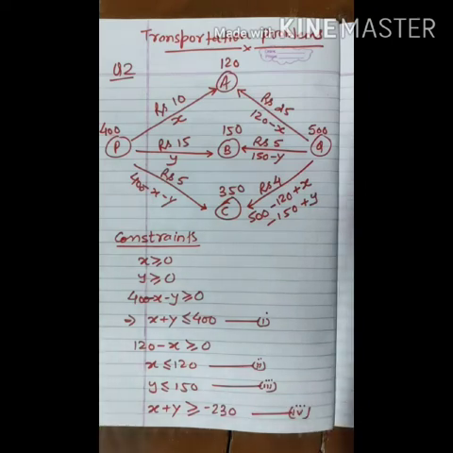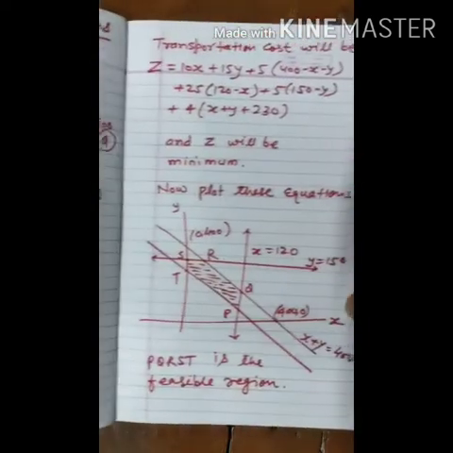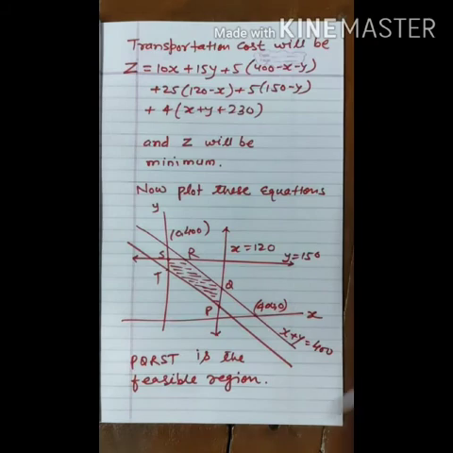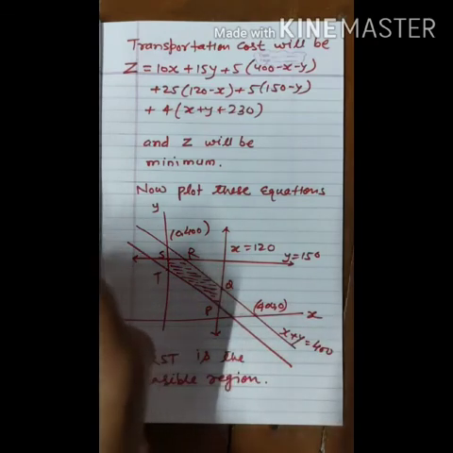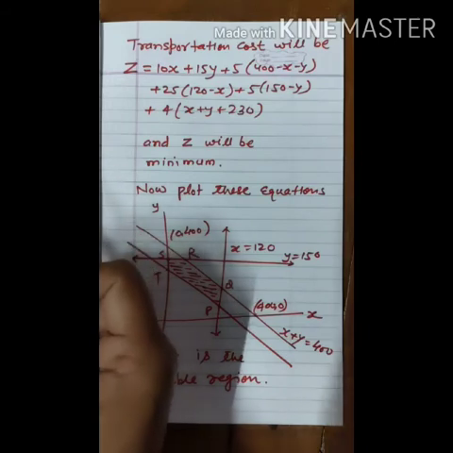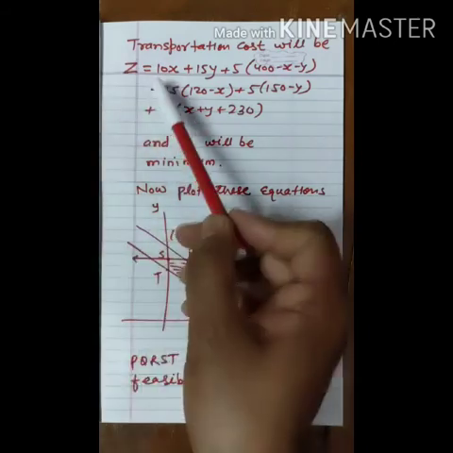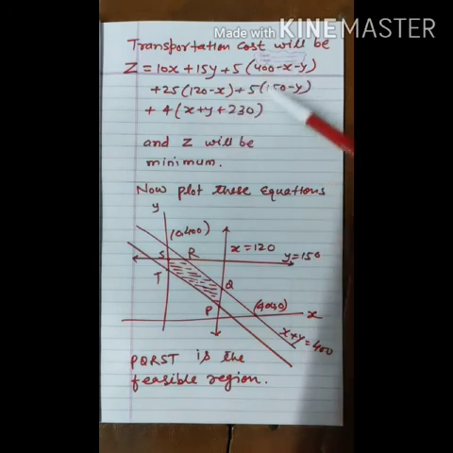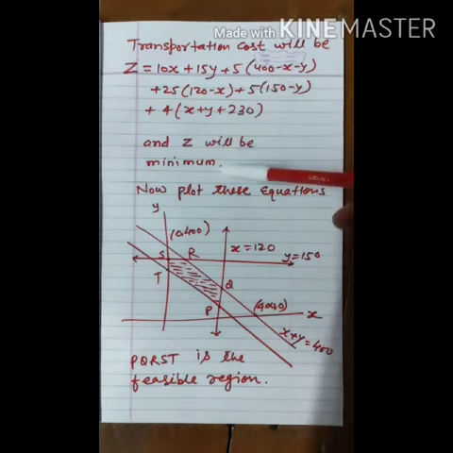Okay, now we have to find the transportation cost. The transportation cost will be obtained by multiplying the transportation charge with the number of units. So 10 into X plus 15Y plus 5 into, in this way we will get the transportation cost. And it should be noted that the transportation cost should be minimum.